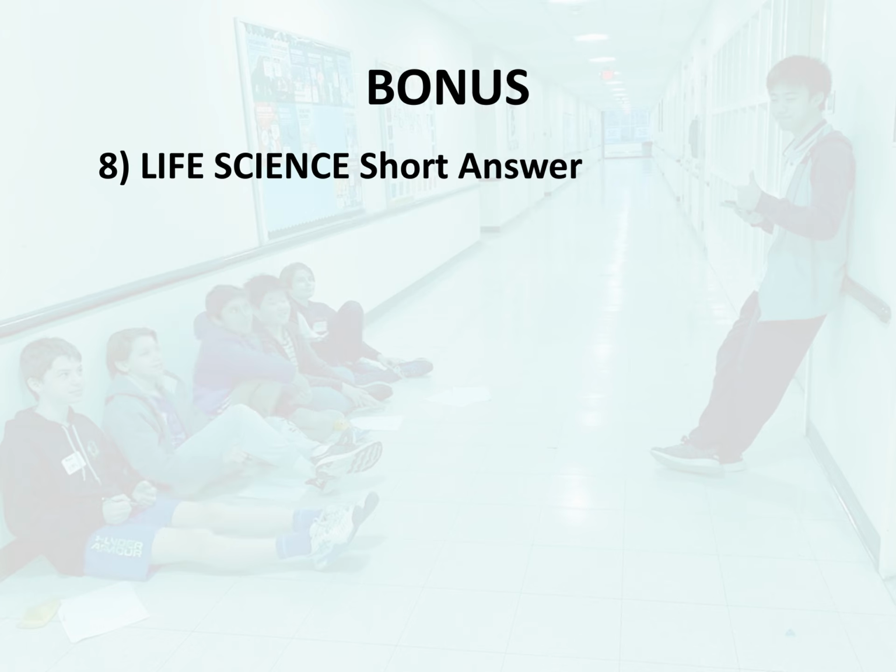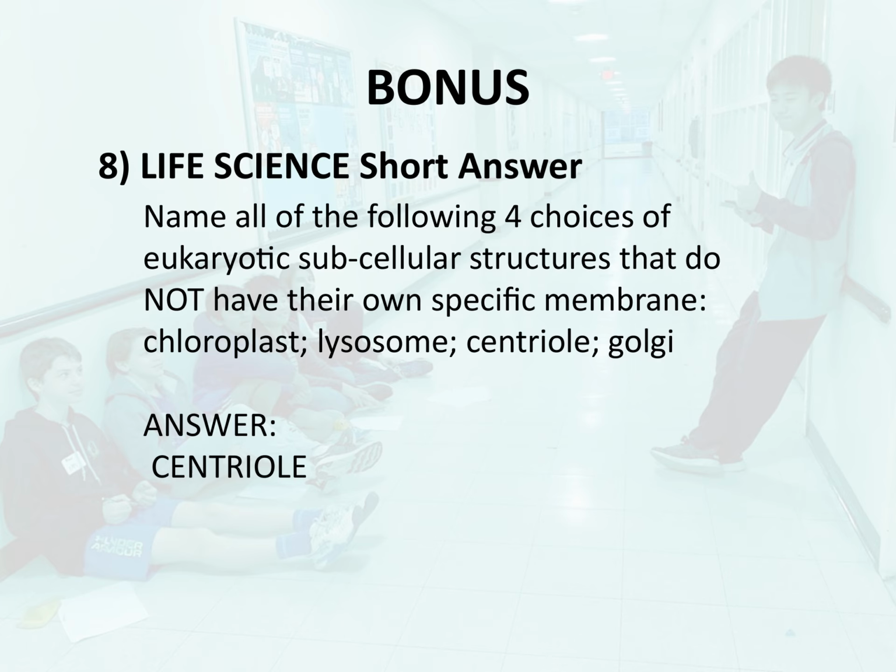Bonus 8. Life science. Short answer. Name all of the following 4 choices of eukaryotic subcellular structures that do not have their own specific membrane: chloroplast, lysosome, centriole, Golgi. Answer. Centriole.